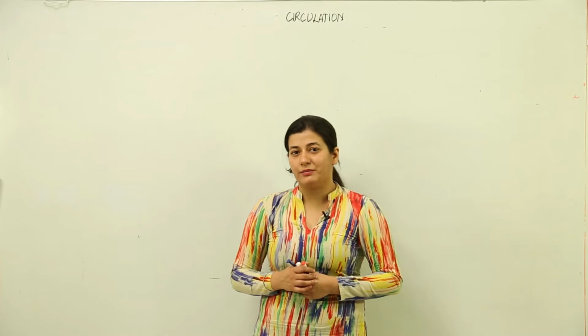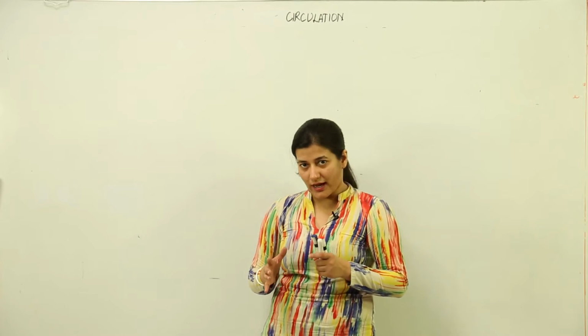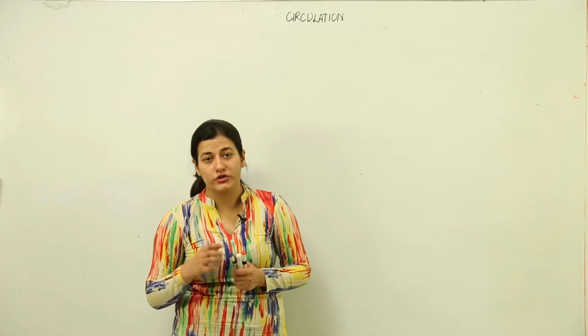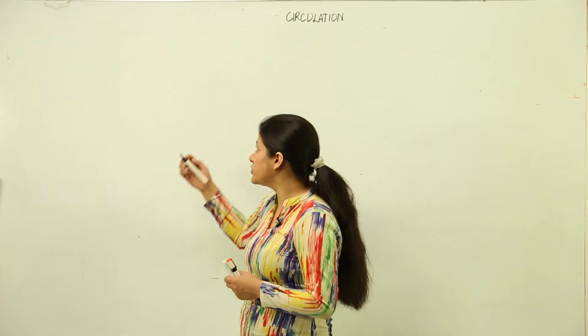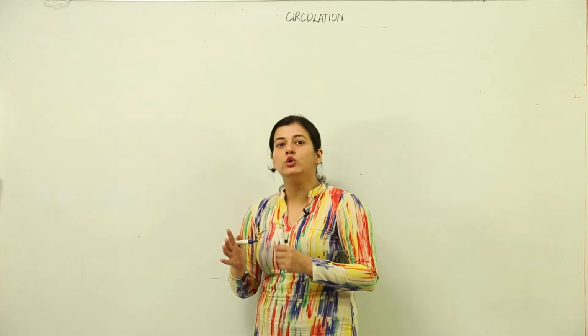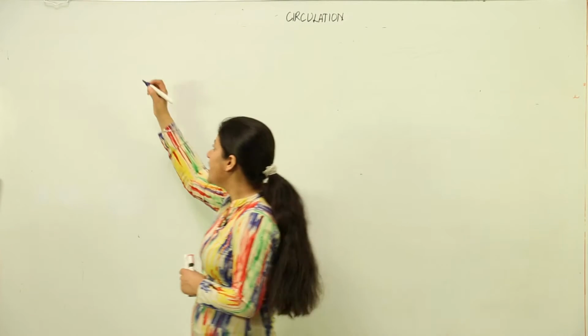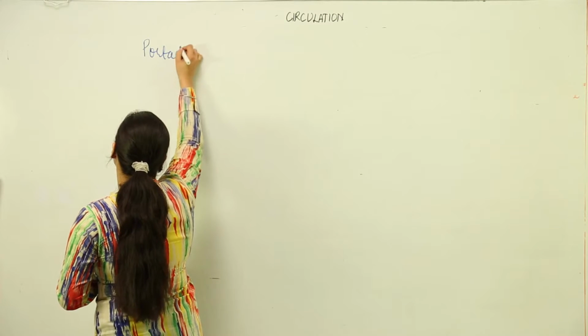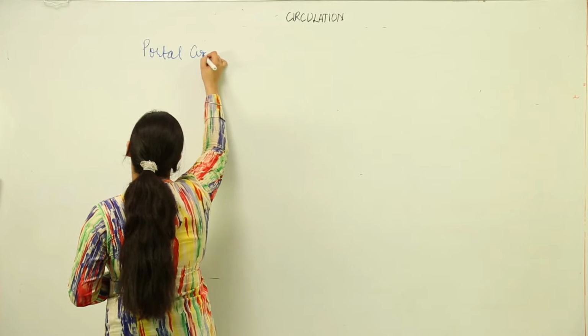Now we were discussing the circulation mechanisms and the types of circulation. So we are going to take into account portal circulation now. Now what is portal circulation? This has something to do with the digestive system. We are going to discuss the portal systems and the portal circulation.